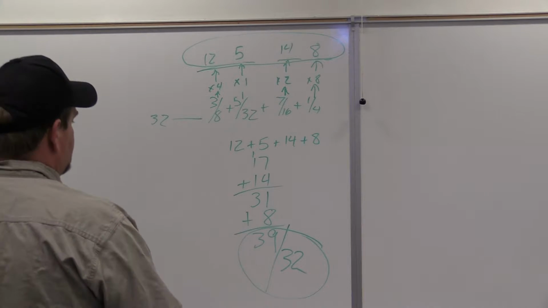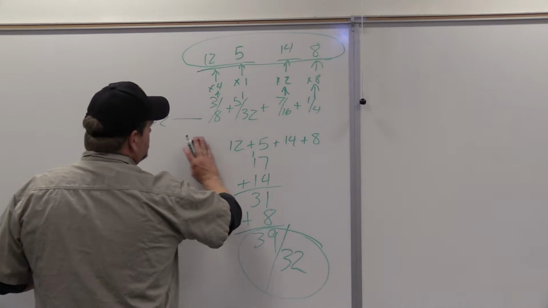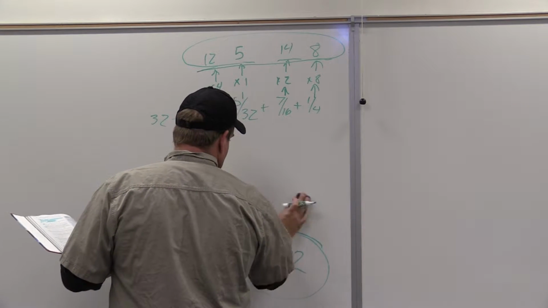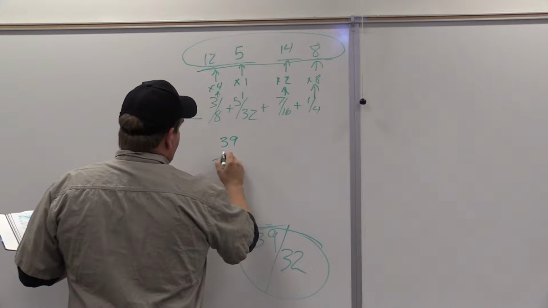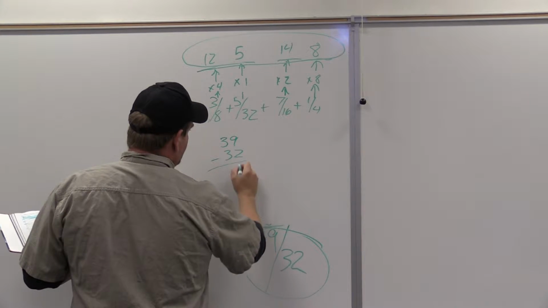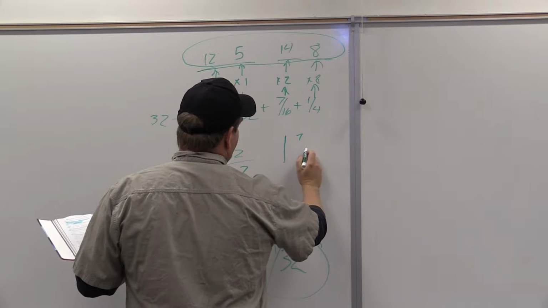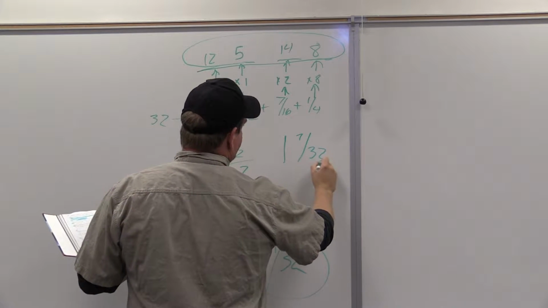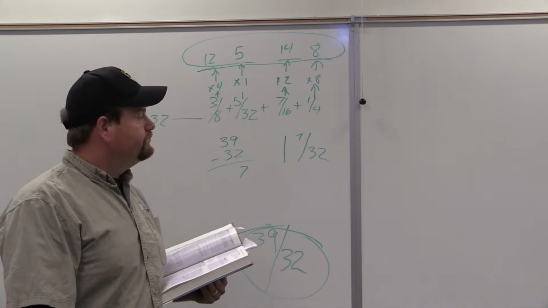So how many times does 32 go into 39? Let's do this. 39 minus 32. We have 7 left over, so we got 1 and 7 32nds. Okay?